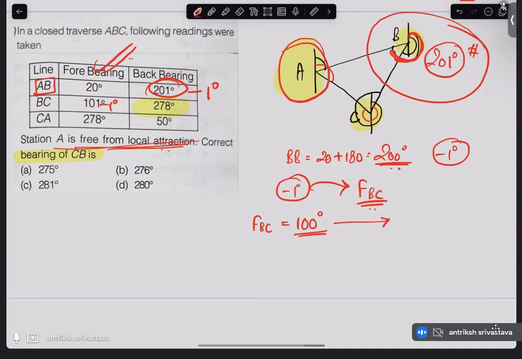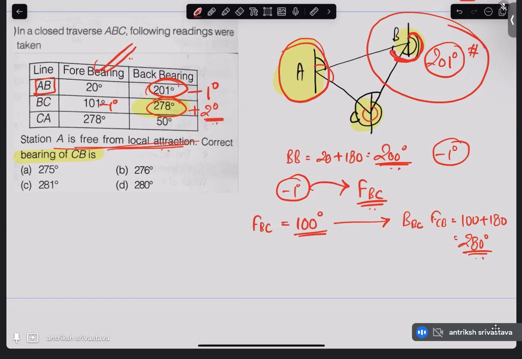Now, according to our relation, if this is 100 degrees, then the back bearing of BC, or you can say the forward bearing of CB, is actually 100 plus 180, that is 280 degrees. All right. So now we know that the value that we have actually measured is 278. So the error is of minus 2 degrees and the correction will be plus 2 degrees.